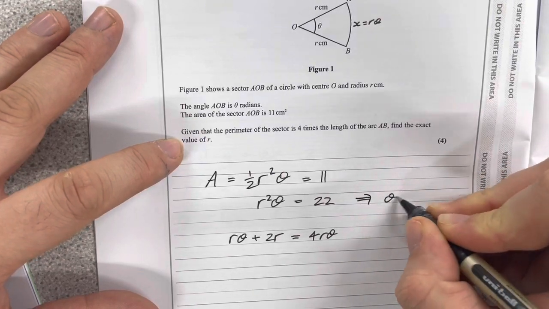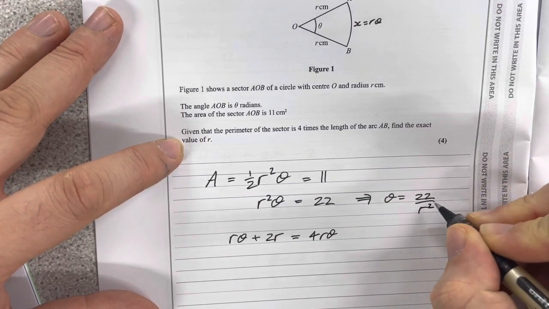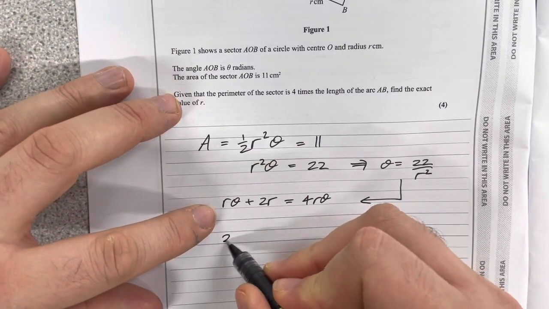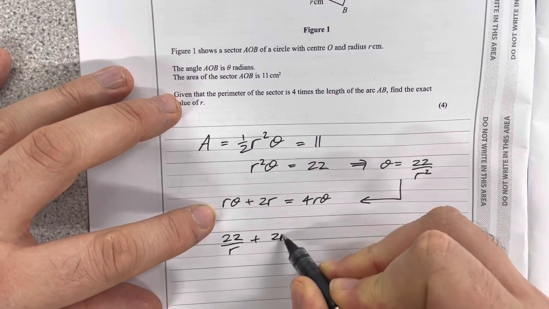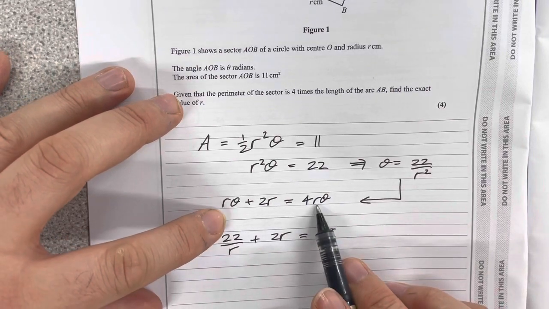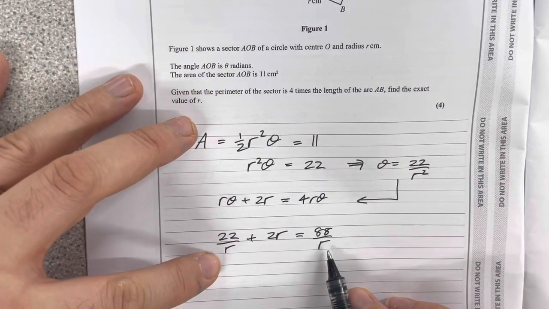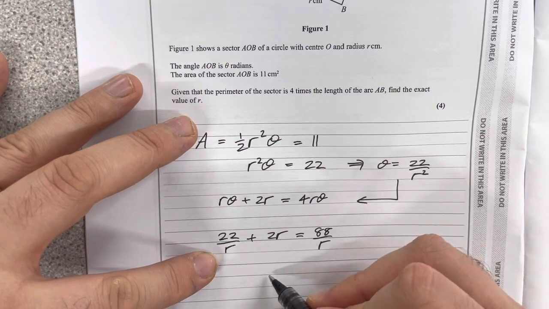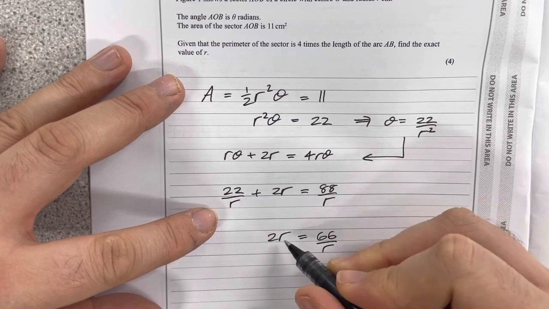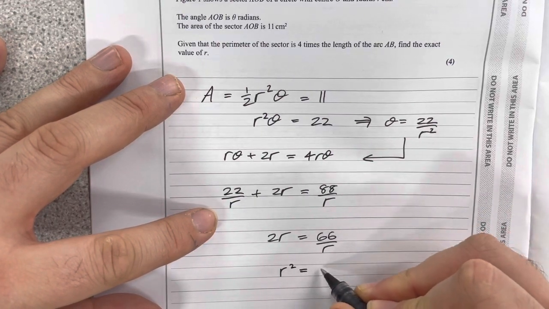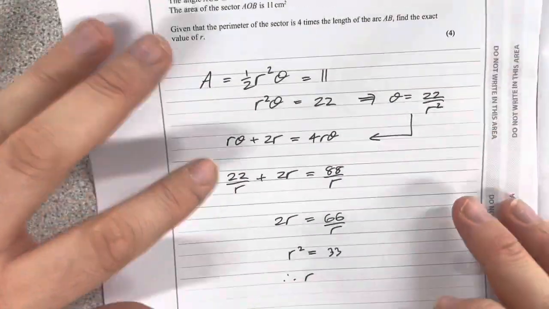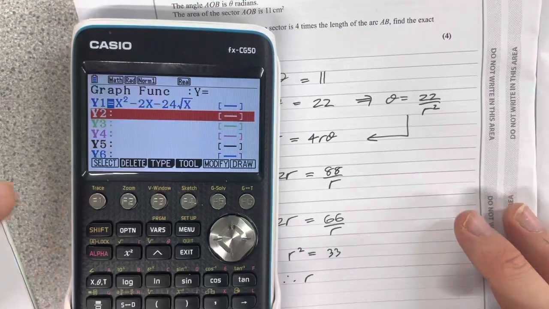So I'm going to say that theta is the same as 22 over R squared, and then I'm going to plug that into there. So that's going to give me 22 on R plus 2R equals 88 on R. Okay, the R's here have cancelled with one of the R's on the bottom to give us just an R. Subtract 22 of them, so that's 2R is equal to 66 over R. Times by R, divided by 2, I get R squared is 33. Therefore, R is the square root of 33. And we only want the positive root because the radius is a positive number.